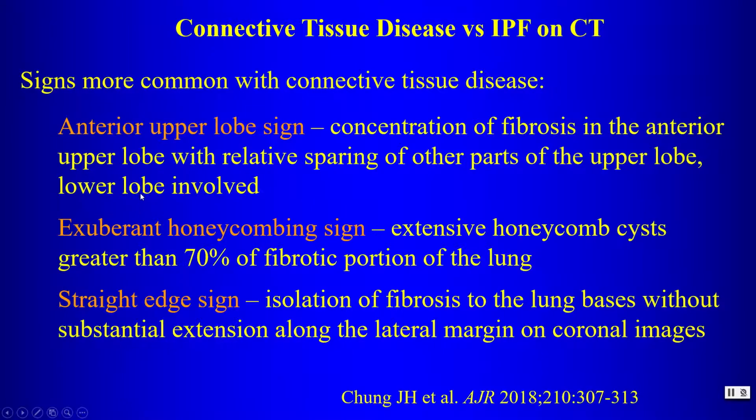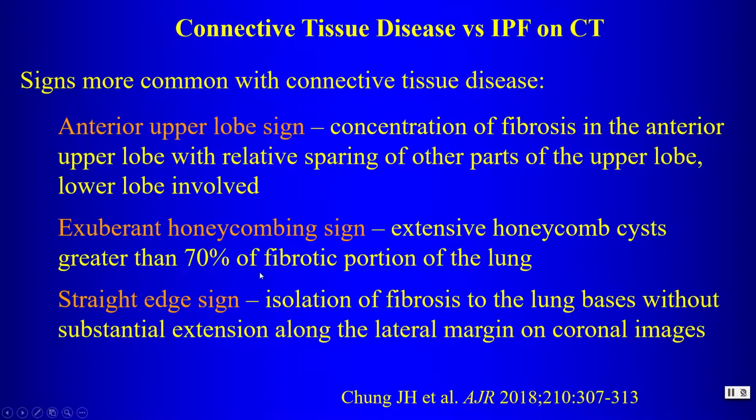So when we're dealing with connective tissue diseases, is there a way we can differentiate the pattern on CT of idiopathic pulmonary fibrosis versus fibrosis from connective tissue diseases? Well, these are signs that are more common with connective tissue diseases. The anterior upper lobe sign: concentration of fibrosis in the anterior upper lobes with relative sparing of other parts of the upper lobes. Lower lobe may be involved.